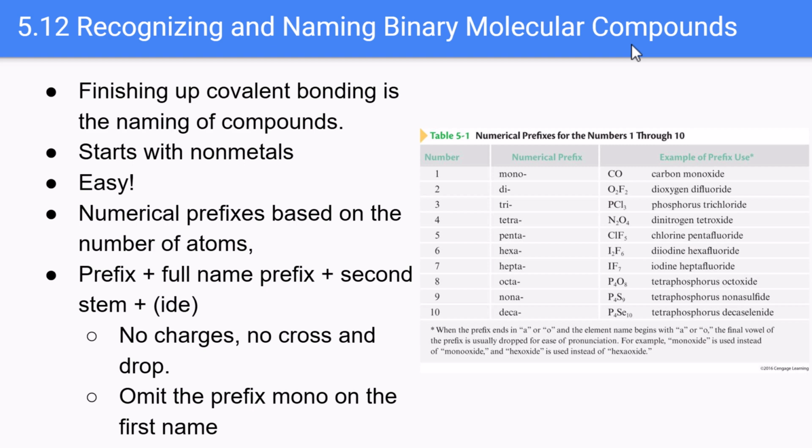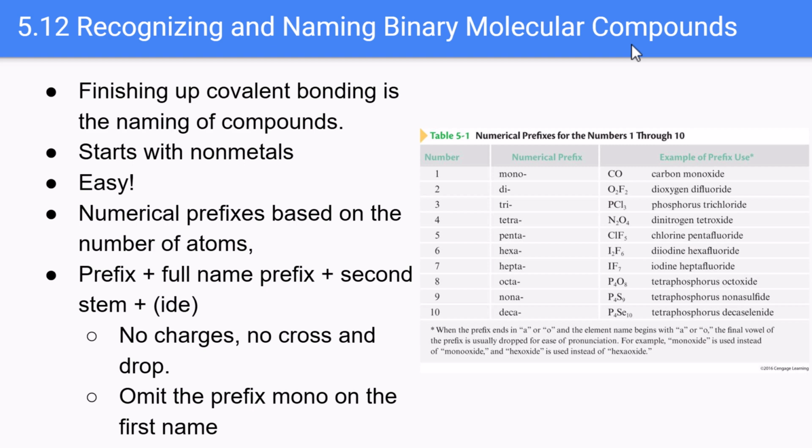So look at the examples on the right-hand side here. CO, carbon monoxide. That goes back to that last rule. We omit mono on the first name if it just has 1. Notice there's no reducing either. O2, F2, dioxygen, difluoride. We don't reduce them here.